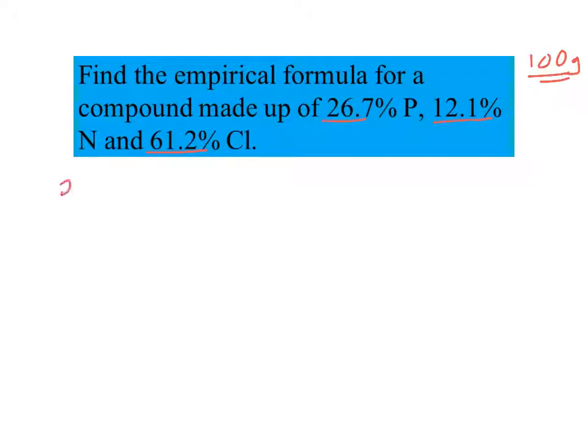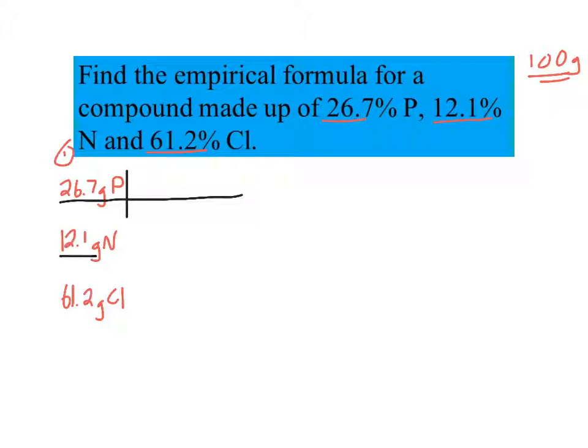So 26.7, and I'm turning that into grams of phosphorus. I have 12.1 grams of nitrogen and 61.2 grams of chlorine. Step 1, percent to mass. Step 2, mass to moles. So I need to convert these guys into moles. And I'm going to have to do that using my molar mass calculation.